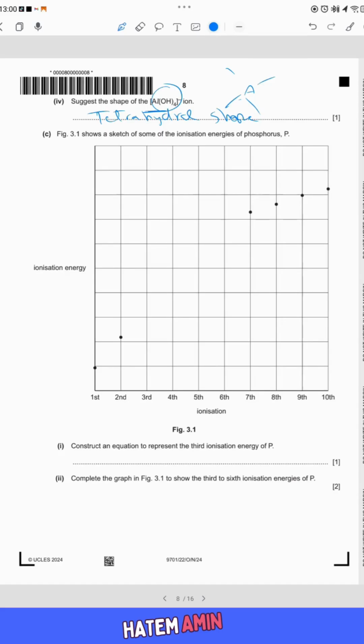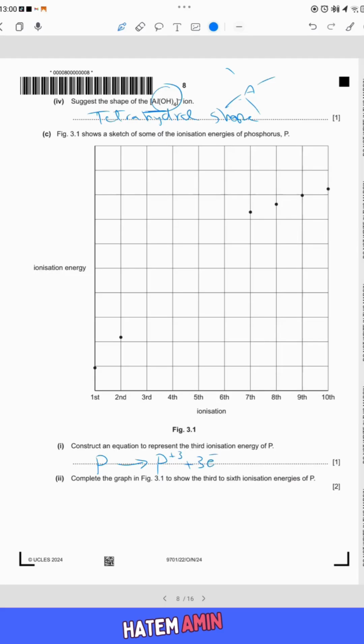The question is: construct an equation to represent the third ionization energy. For the third ionization energy, the phosphorus will lose how many electrons? To convert P into positive 3, it should lose 3 electrons, to give us P3+ plus 3 electrons with negative charge.